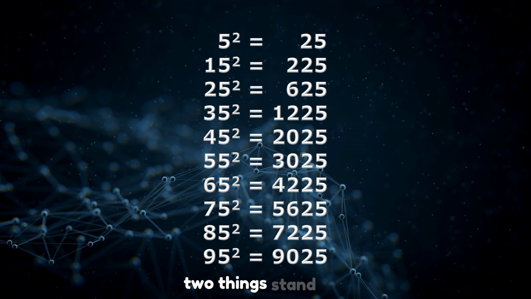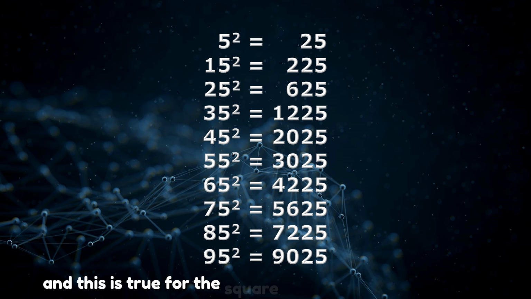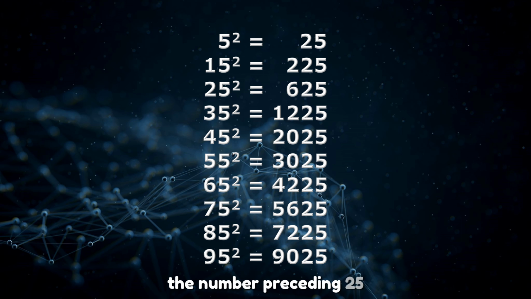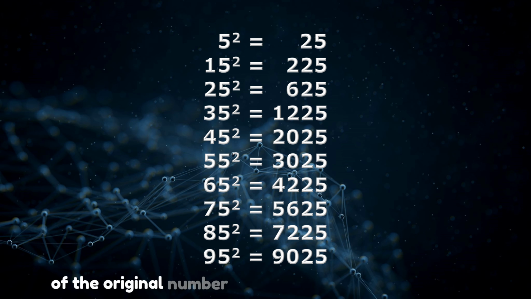Two things stand out. First, they all end in 25. And this is true for the square of any number ending in 5. Second, the number preceding 25 is the product of the first digit of the original number and that number increased by 1. What do we mean by that?